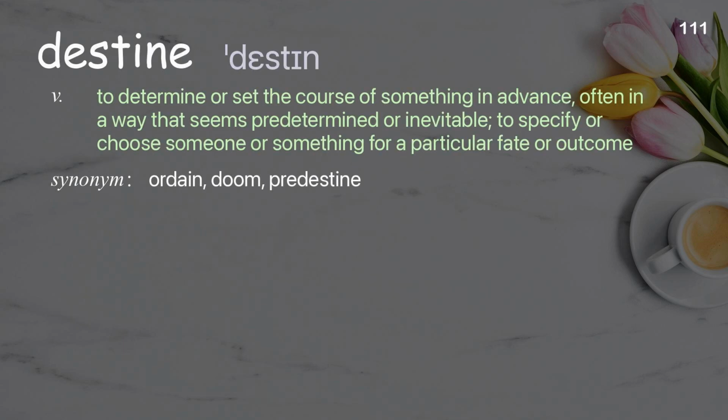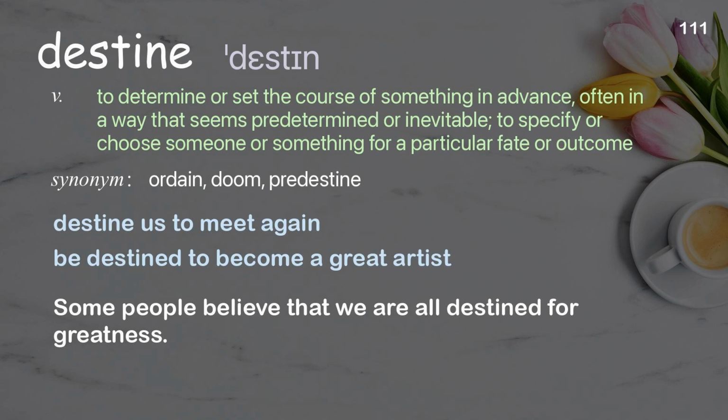Destine. To determine or set the course of something in advance, often in a way that seems predetermined or inevitable. To specify or choose someone or something for a particular fate or outcome. Examples: Destine us to meet again. Be destined to become a great artist. Some people believe that we are all destined for greatness.